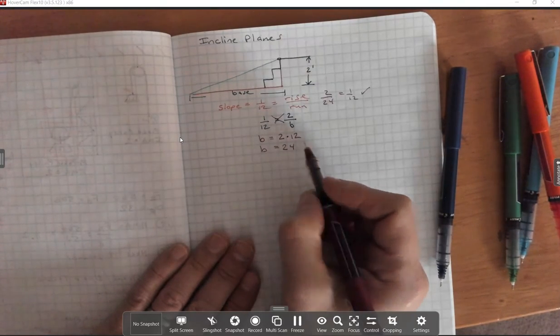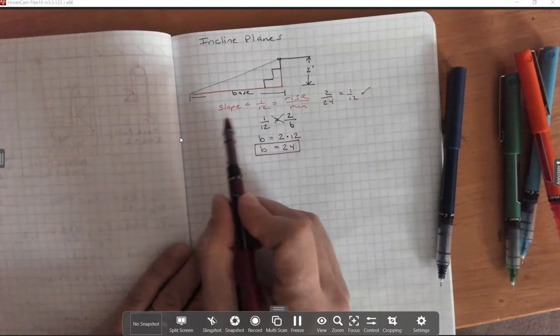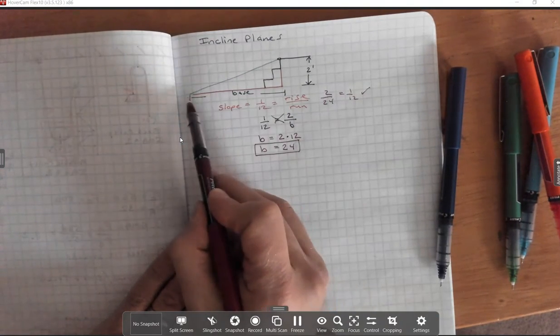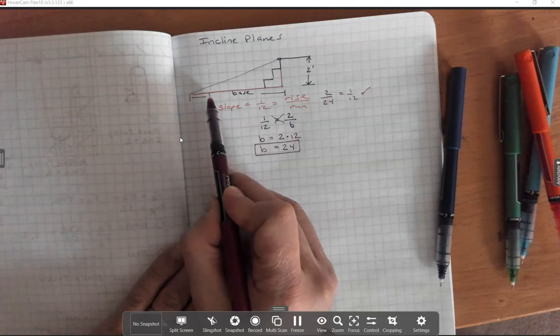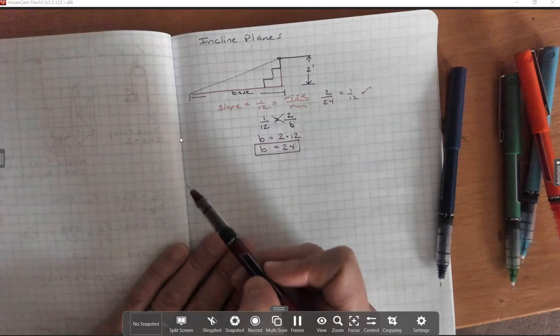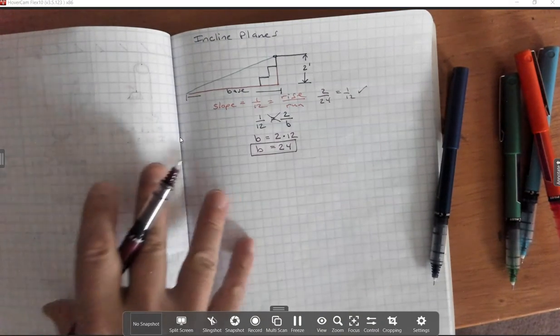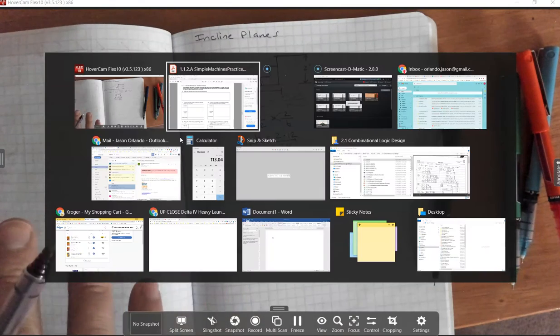Alright, so that is the minimum distance. If you don't extend that ramp out to 24 feet, if it comes any closer, then the ratio of rise to run is going to be greater than 12, then the ramp's going to be steeper, and it's going to make it too difficult for some people using their wheelchairs.